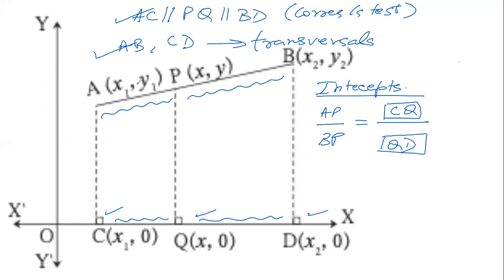Now AP and BP may be a little difficult, but CQ and DQ, to find the length between CQ and DQ is very easy. This is a special case, distance between 2 points that are on the x-axis. Tell me what is the difference between C and Q? You know this already. What is the distance between C and Q?